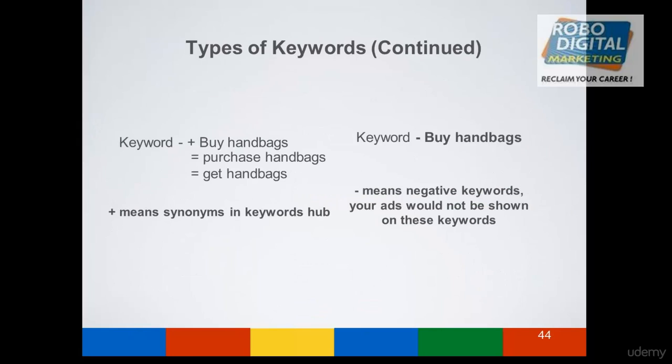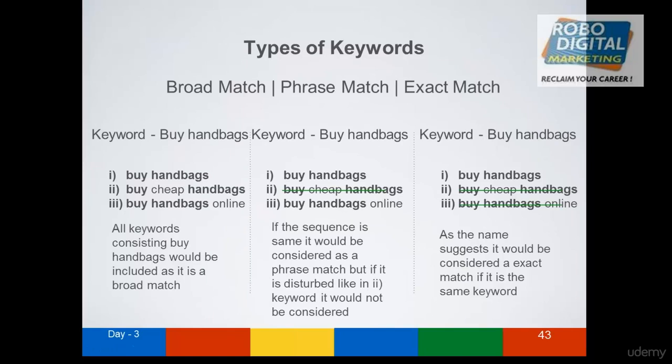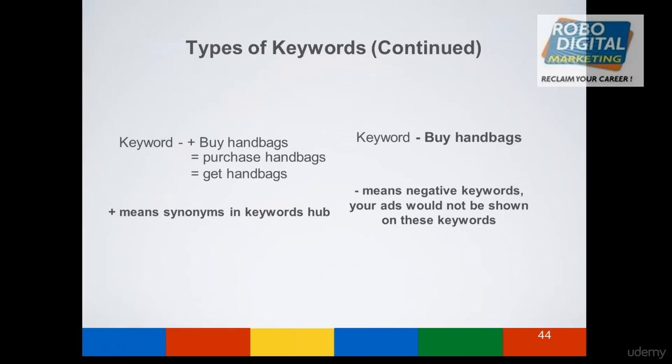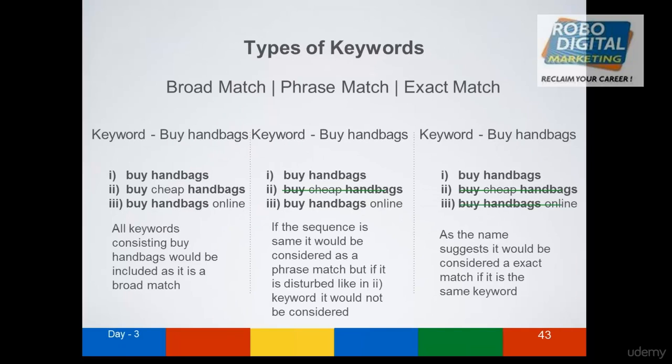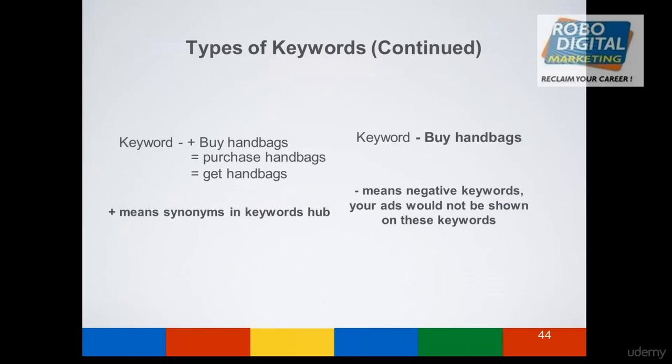The last thing for today's topic is the different types of keywords. Besides the three we have talked about, there is another type known as broad modifier, which is a sub-version of broad match only. How exactly it works: if my keyword is buy handbags and I write a plus sign ahead of buy only, then if somebody searches purchase handbags, my ad will be shown. Get handbags, my ad will be shown. It will add all the synonyms. Got it?